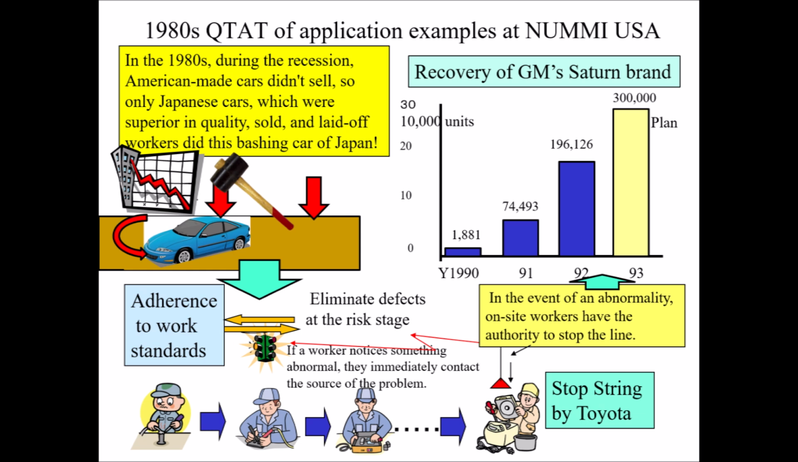The QTAT method was studied internationally at NUMMI in the 1980s. At the time, the quality of Japanese cars was superior to that of American cars, leading to Japan bashing, as shown in the figure. However, when American automakers used this method, the quality of their cars improved, and it contributed greatly to improving the US economy, which was in a recession at the time.